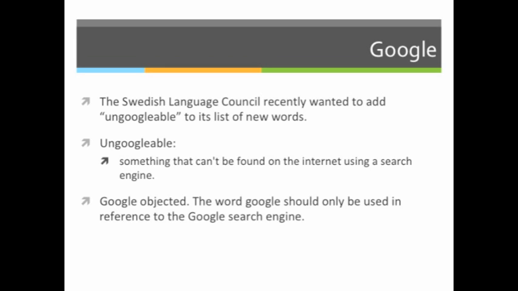Because of the company's awareness of the risk of becoming a generic trademark, the company has made efforts to avoid that from happening. For example, the Swedish Language Council recently wanted to add ungoogleable to its list of new words. They proposed this word would mean something that can't be found on the web using a search engine. Google strongly objected to this and requested that the word only be used in reference to the Google search engine itself.